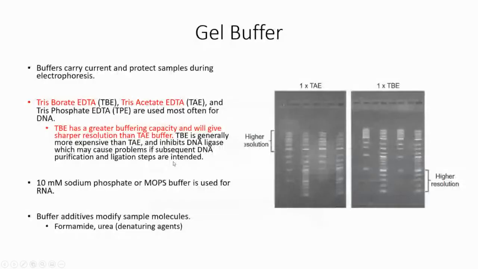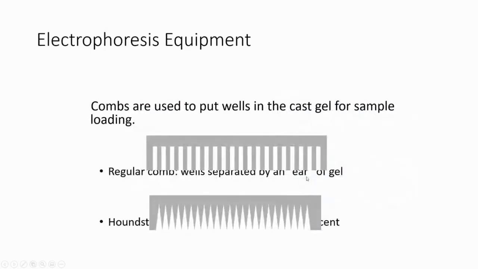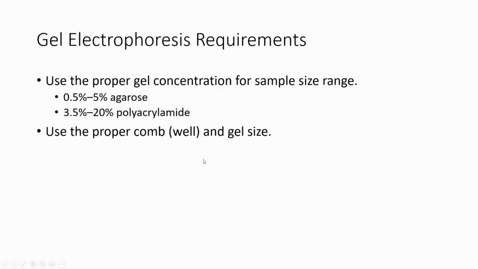And the comb, so basically you can see here from the gel electrophoresis, these are the wells. For the wells, you need a comb to form them so that you can load your DNA into the well and then perform the electrophoresis, okay? And these are typical combs that people can use.